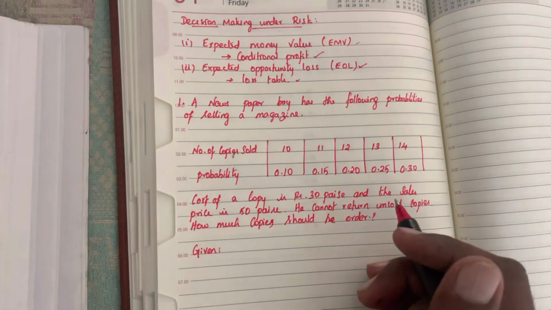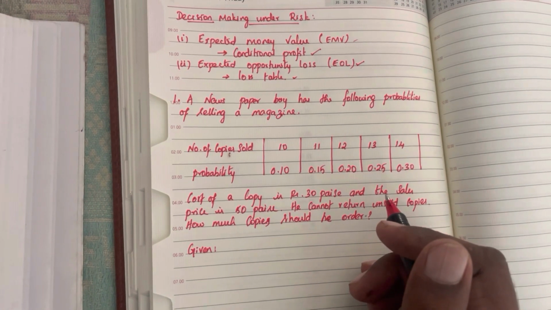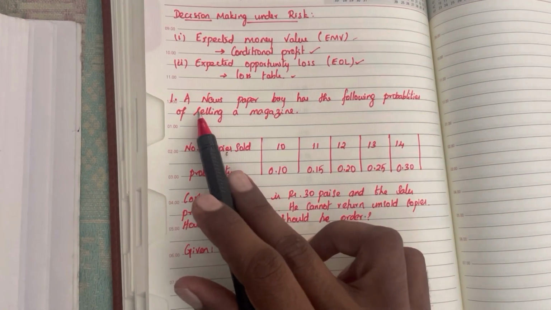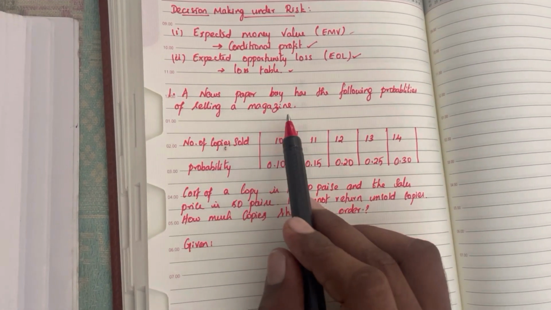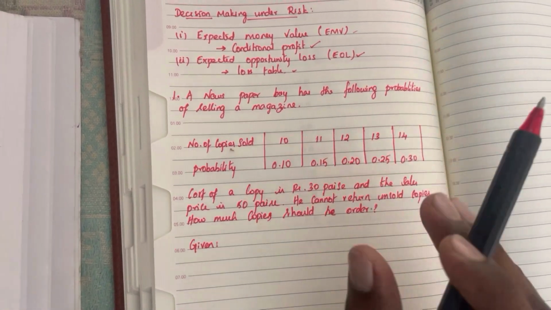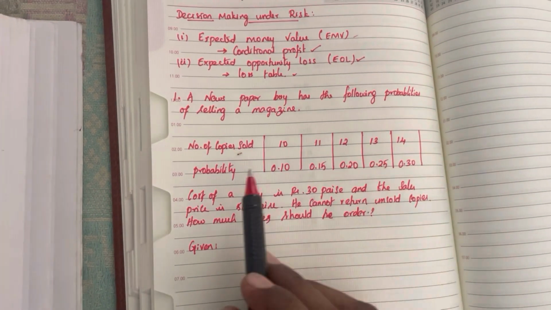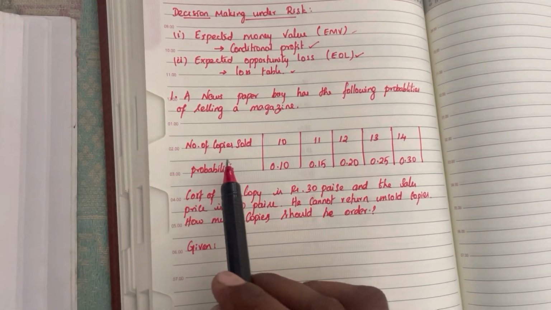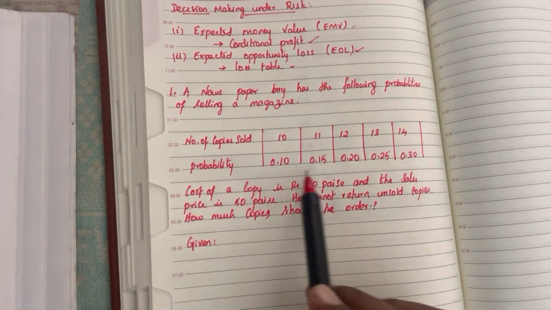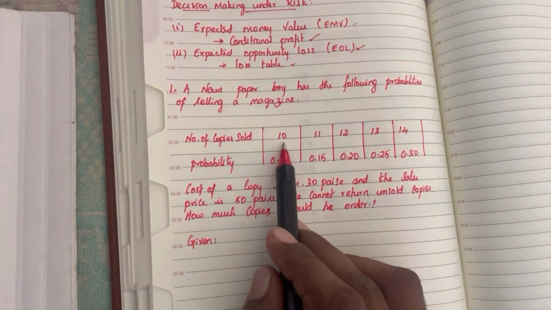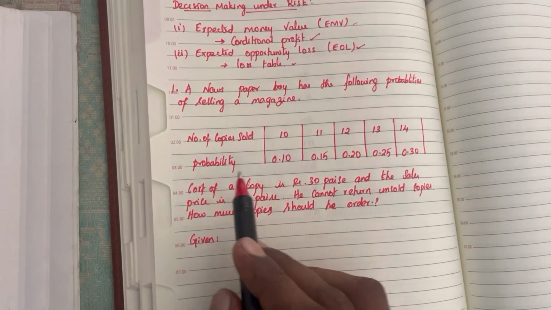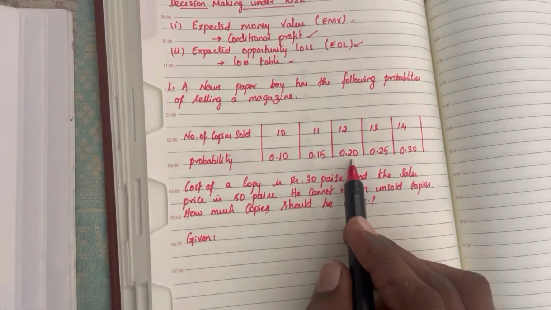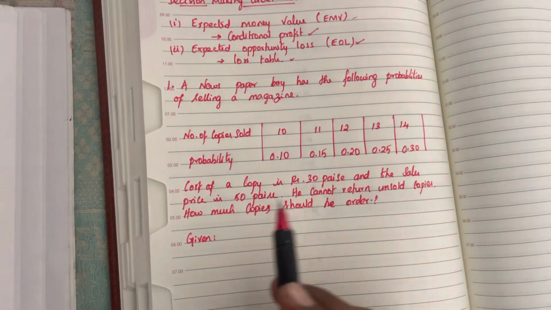Okay, so for this we will see a small example. A newspaper boy has the following probabilities of selling a magazine. So the number of copies sold and the probability we have. The number of copies sold is 10, 11, 12, 13 and 14, and the probability we have is 0.10, 0.15, 0.20, 0.25 and 0.30.